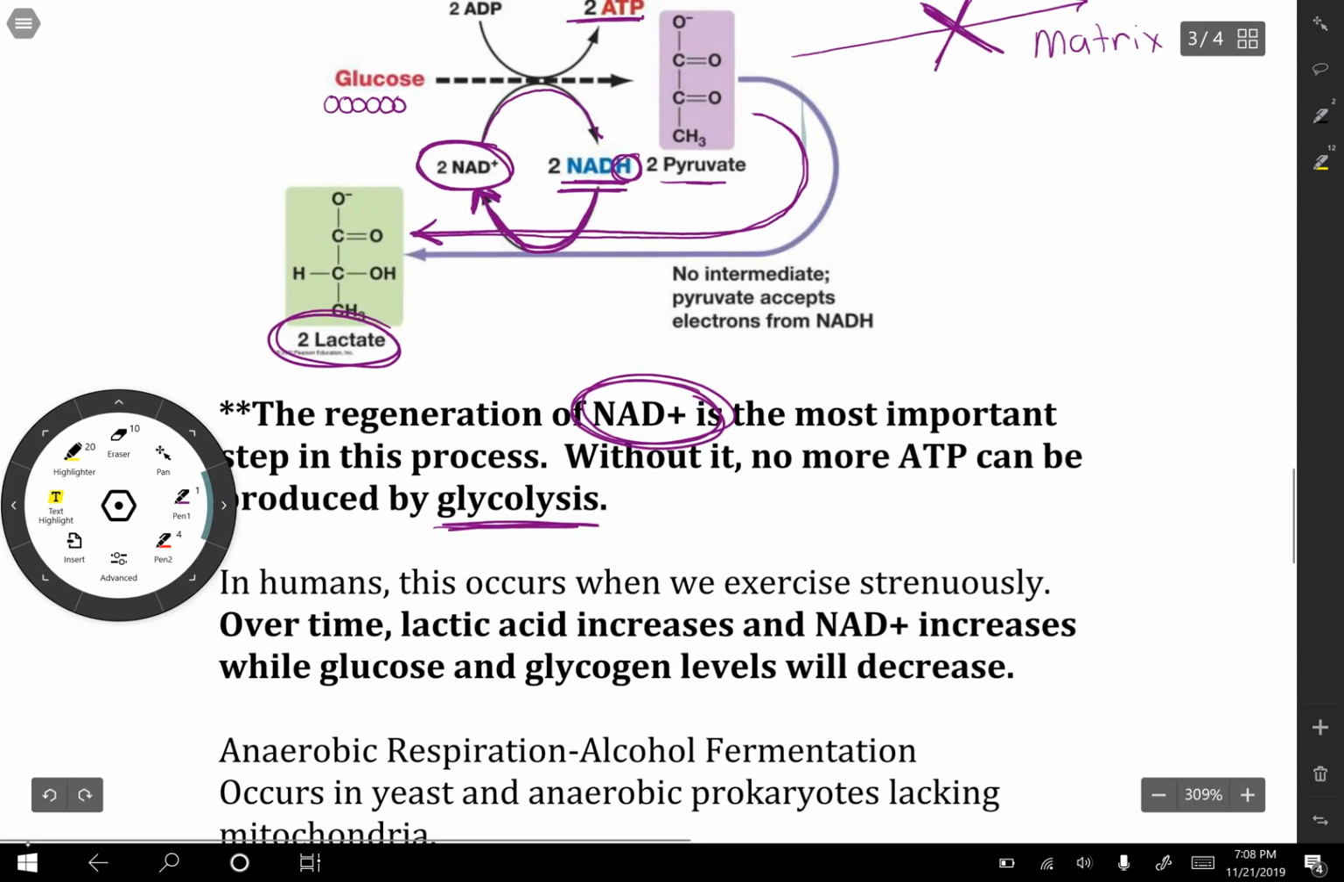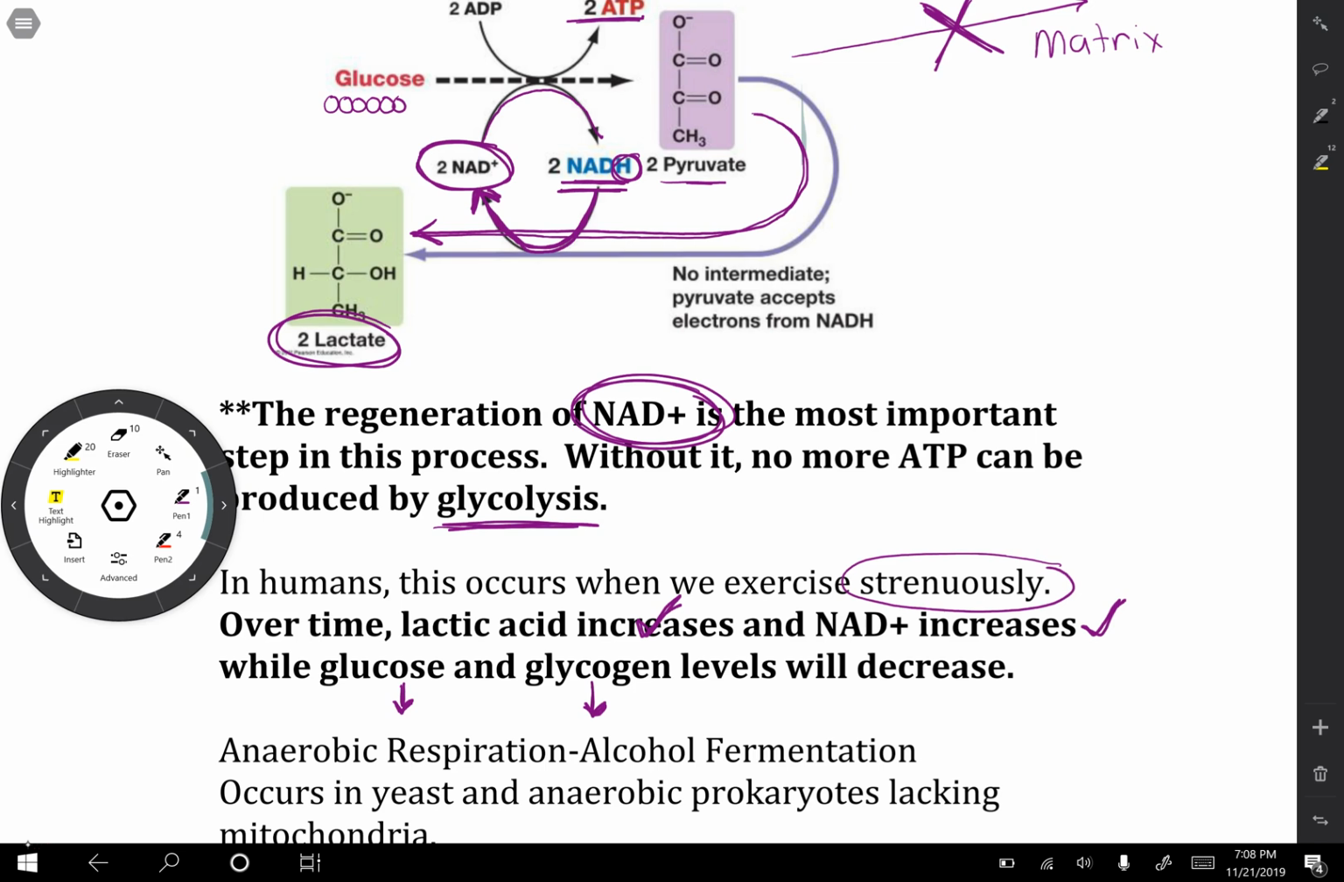So in humans, if you exercise very strenuously, you're going to go into lactic acid fermentation. And what's going to happen is your lactic acid is going to increase. Ouch. Your NAD plus is going to increase, which is good, so at least you can generate some ATPs. And any glucose you have is going to go down, so hopefully you ate. And if you didn't, your glycogen levels are also going to go down, because if you don't have any readily available glucose, your body's going to break down glycogen.